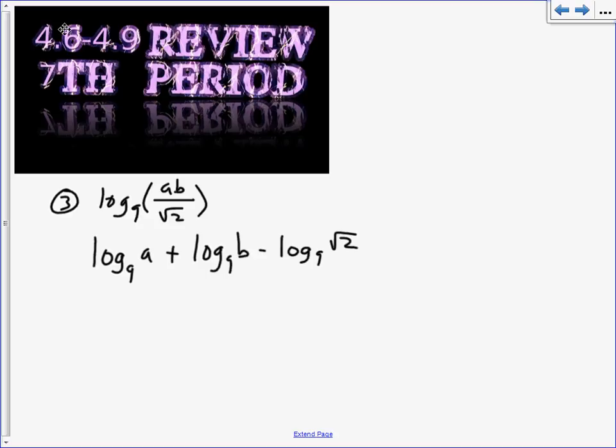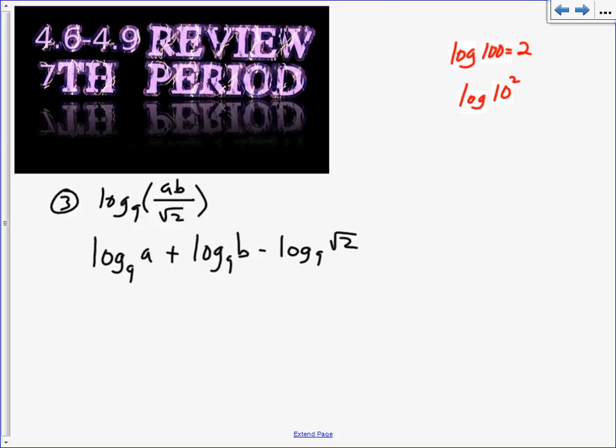Now yesterday I tried to get you to see this by taking something like the log of 100. You remember what the log of 100 was? 2. So the log of 100 is 2. And so I changed the log of 100 to the log of 10 squared. Because why? What's 10 squared? 100.